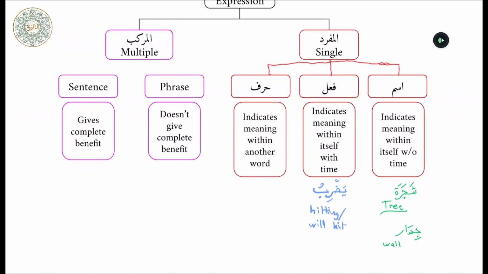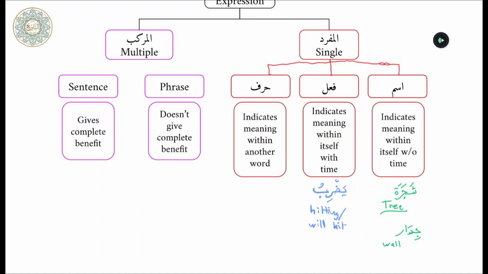So you think of hitting, that's a meaning within itself, and that meaning is attached to a tense. Hitting needs to occur within the present tense. Will hit will occur within the future tense. Notice how the meaning that comes to your mind is automatically attached. يضرب indicates the present or future tense. In Arabic, yadribu can refer to either hitting or will hit. The point is, it indicates a meaning within itself, and it's also attached to a tense.